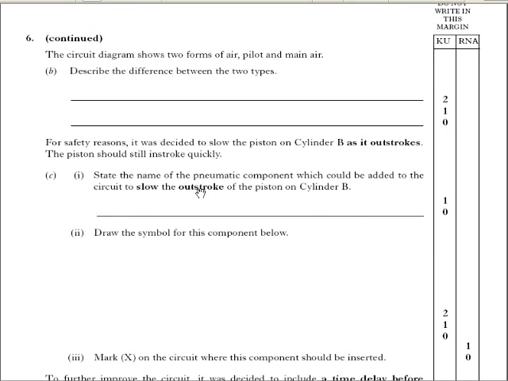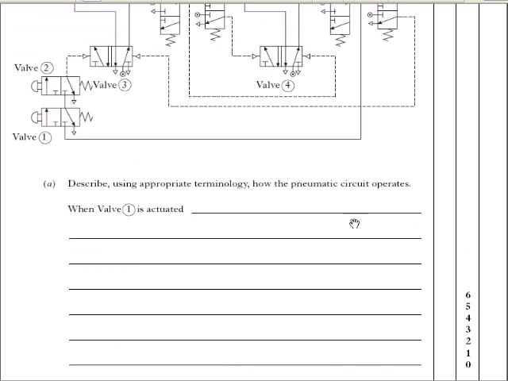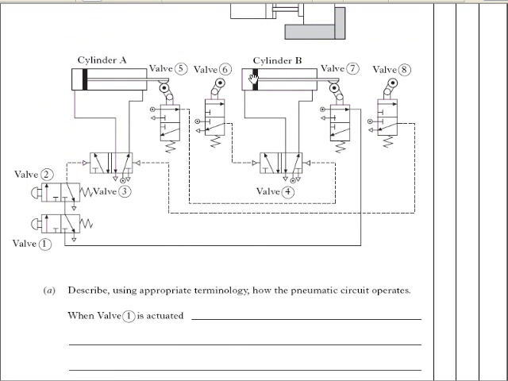Now, so it's got to slow the outstroke of piston B. So there's piston B. It's got to go out slowly. So to make it go out, the air comes in here. Right? So this one is the exhaust air. You always restrict the exhaust air. So that the unidirectional restrictor will go on this line here. Right? The wee arrow thing pointing down the way. You restrict the exhaust air to avoid judder.